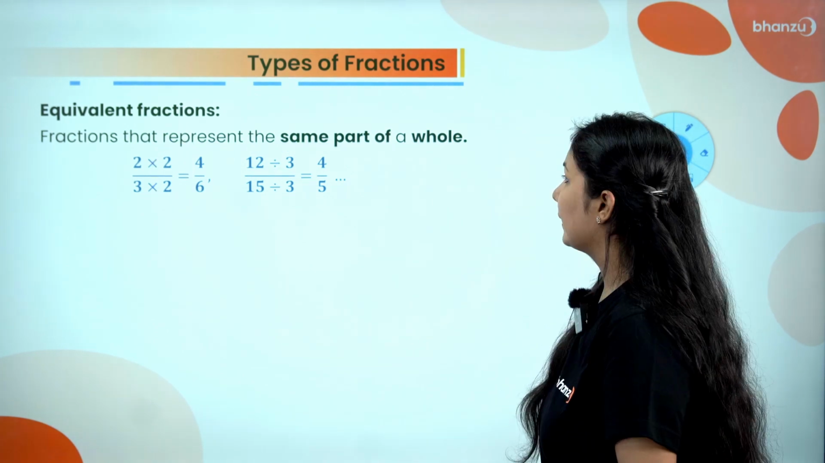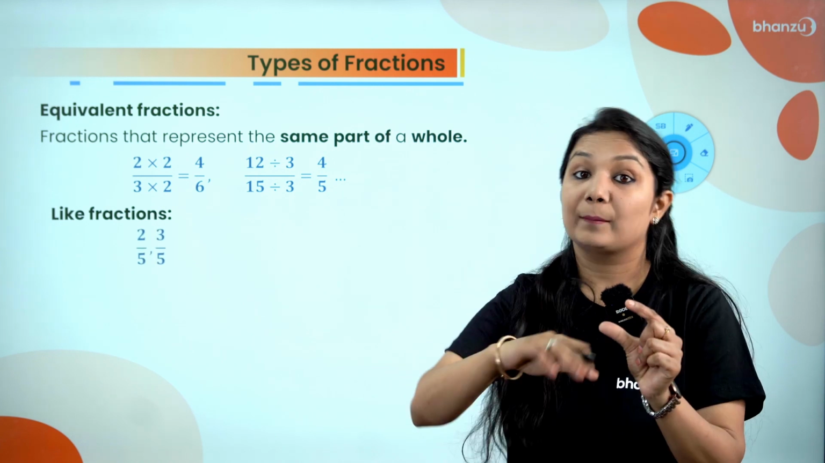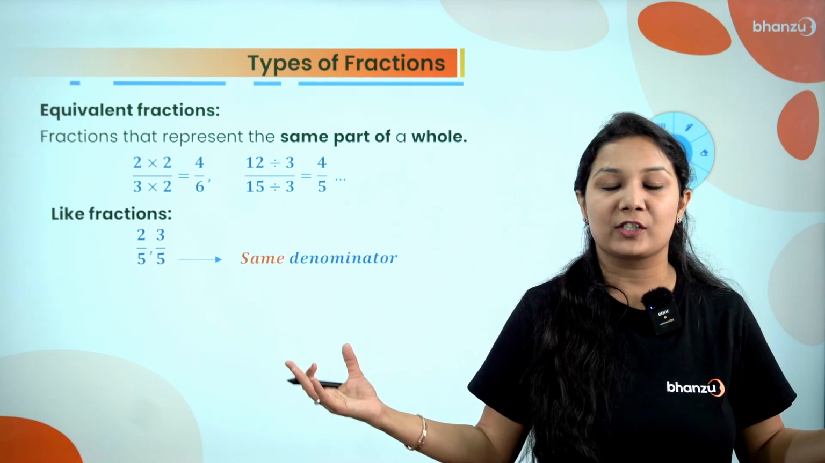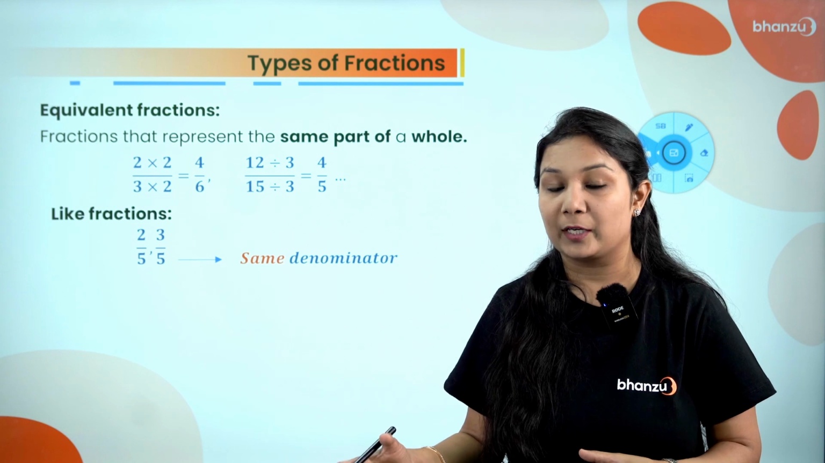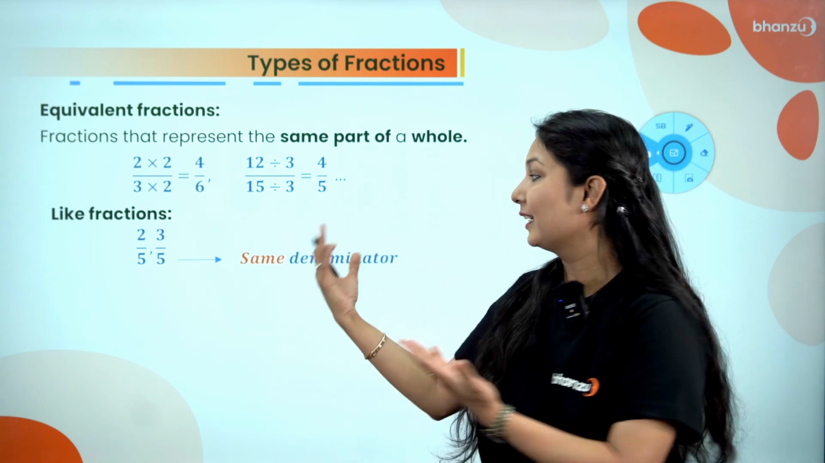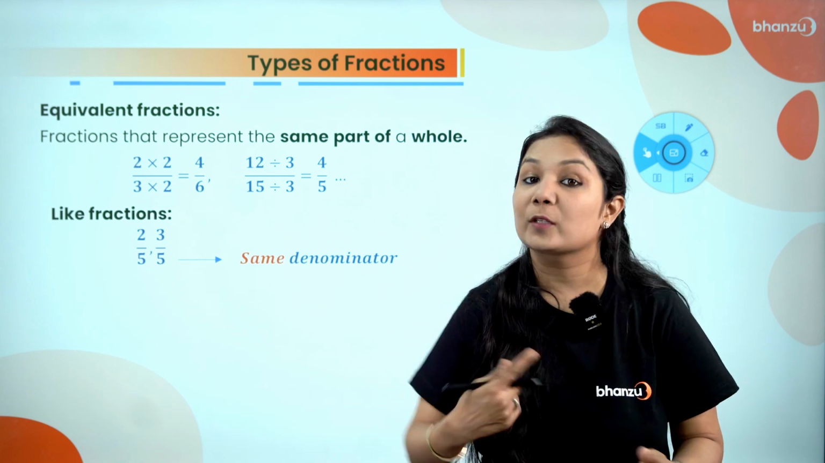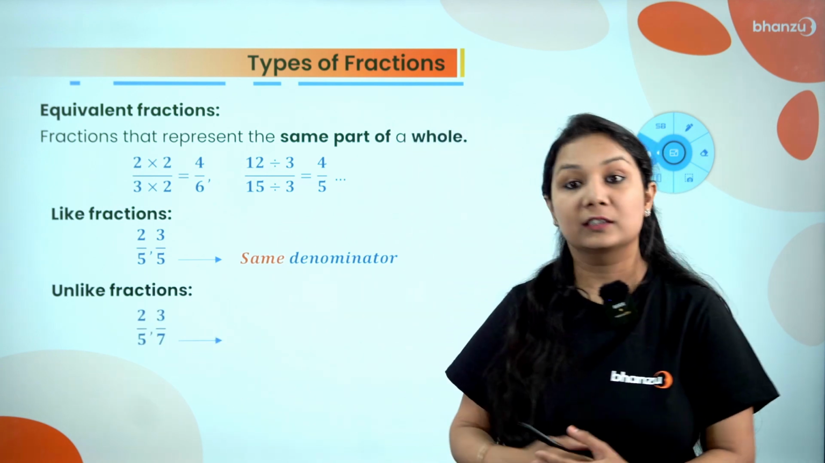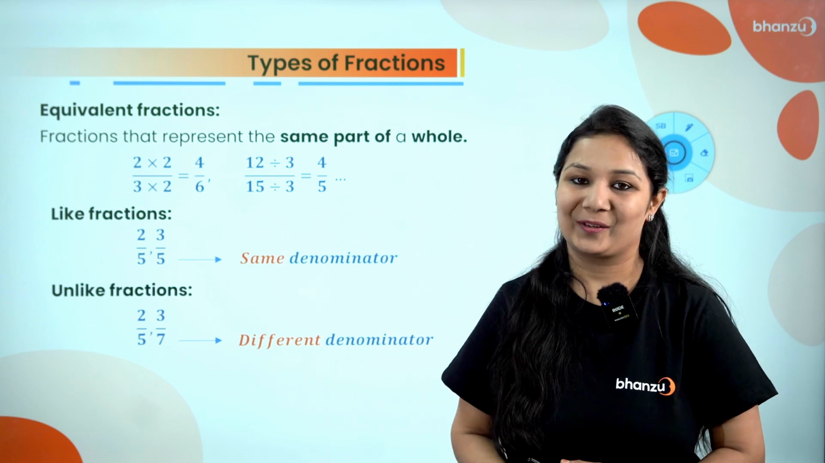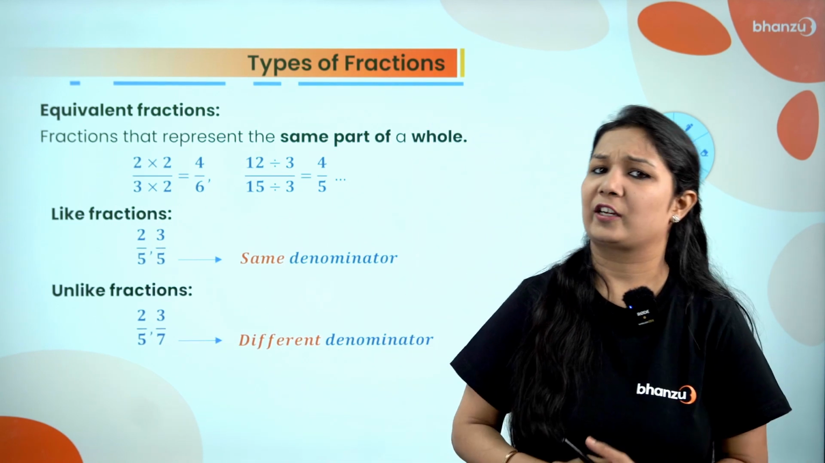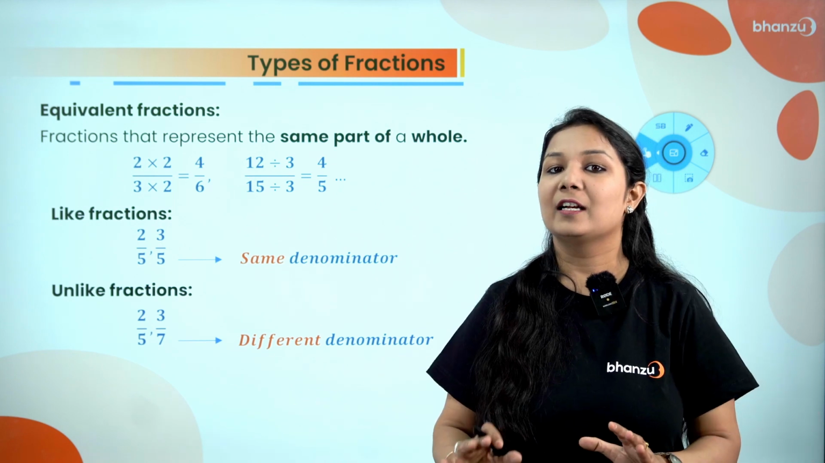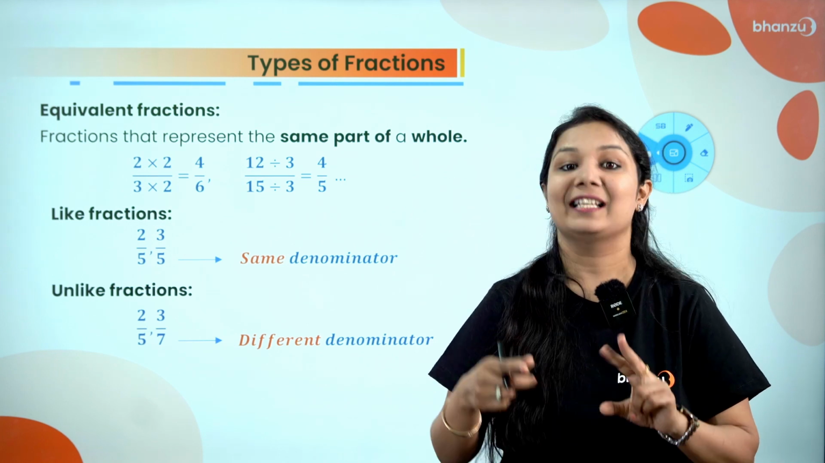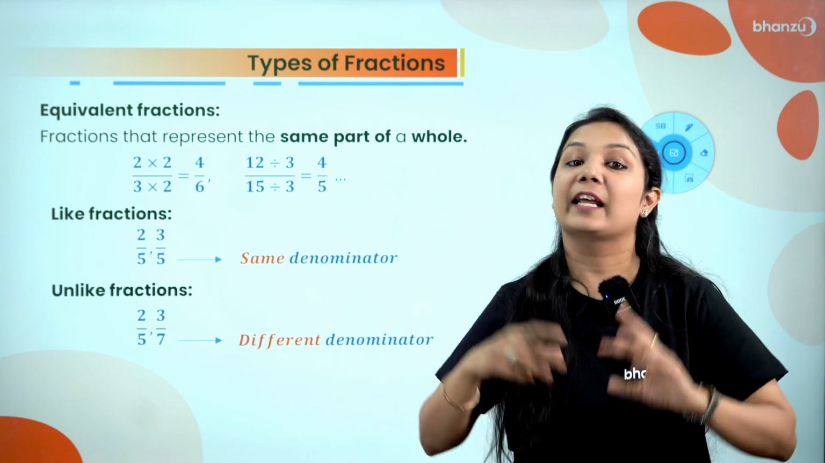Moving ahead to our next type, like fractions. Like means something the same. So in like fractions, what is the same? The denominator is the same. If you have many fractions and a few of them have the same denominator, you can classify them as like fractions. The opposite of it is unlike fractions. What are unlike fractions? Where the denominators are not the same, they have different denominators. Such fractions are called unlike fractions. Is everybody clear till here? So we have discussed till now the types of fractions: proper fractions, improper fractions, mixed fractions, equivalent fractions, and like and unlike fractions.